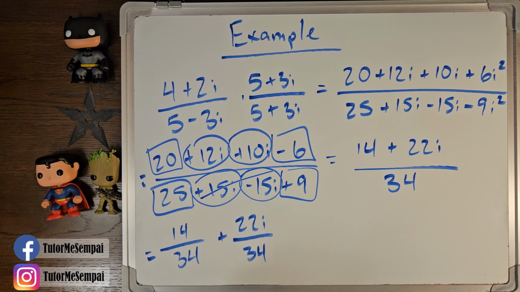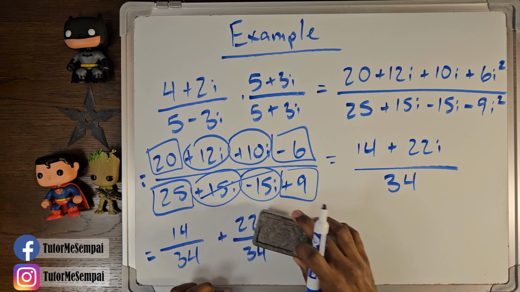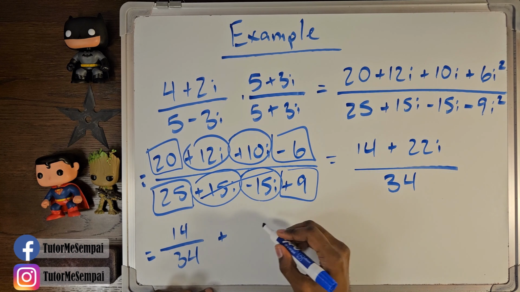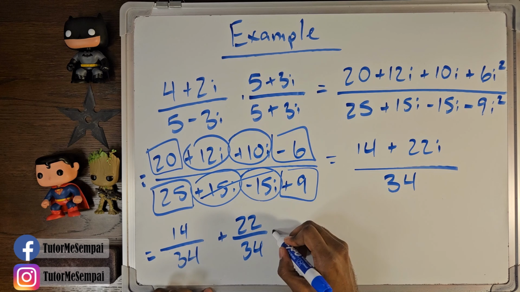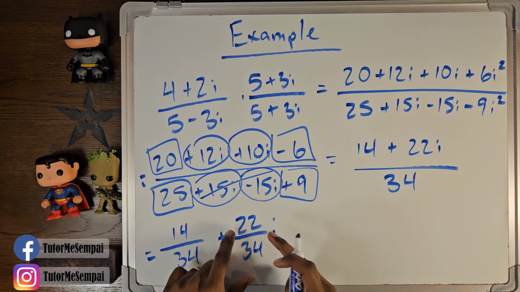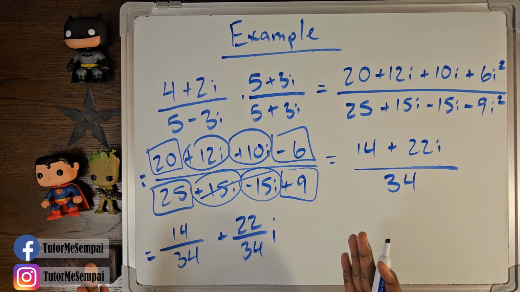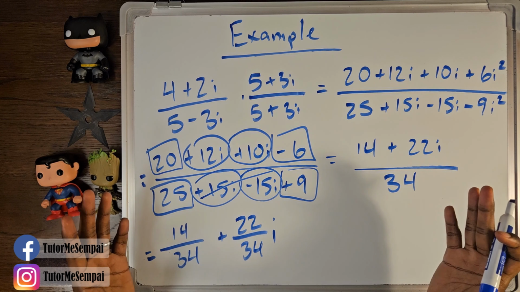Well, you don't have to write it that way. If you have the i in the numerator, you can always rewrite this as, instead of having 22i in the numerator, you can have 22 over 34 times your i, right? 22i is the same thing as 22 times i. You can put the i on the side. Now you have something that looks like a complex number. We have a real part and we have an imaginary part. So you could end it here.